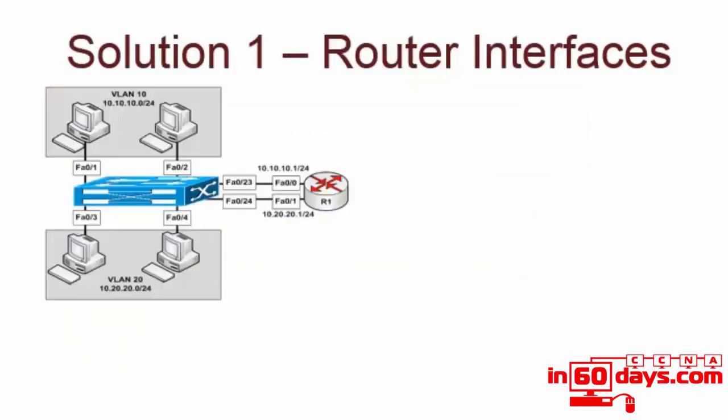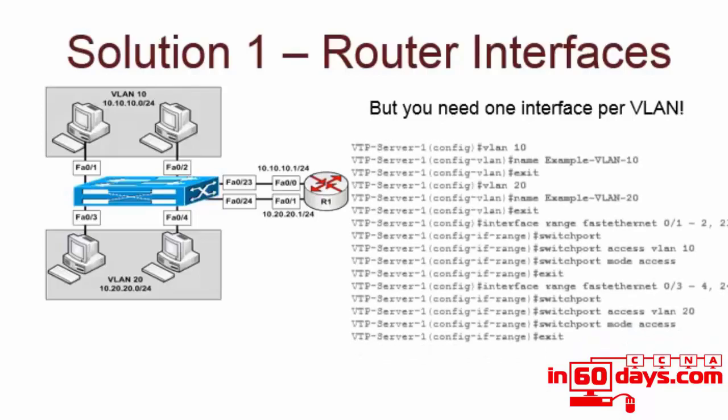So first solution is to use router interfaces. For each VLAN that you have configured on your network, you need an interface on your router. So we've got two VLANs on this particular switch. In that instance, we need two interfaces, each one in a different subnet on our router, so we can route between the devices on the VLANs. Now obviously if you've got 40, 50, 60 VLANs, that means you need the same amount of Ethernet interfaces on your router, which just really isn't practical.